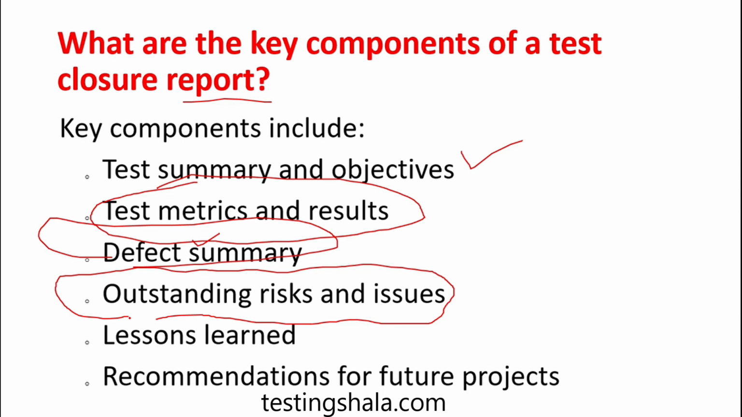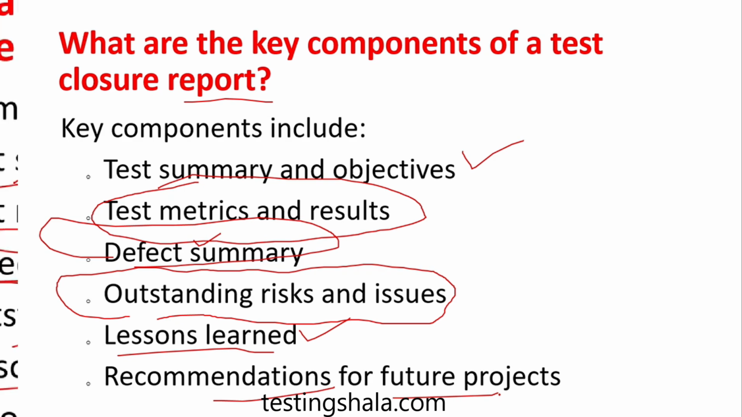So what are the risks or issues we see that are impacting the closing of the testing project? We should also document the lessons learned from the overall testing activity, so that we can take these learnings forward and adopt them in the coming projects. Any recommendations also have to be documented as part of this test closure report, so that whenever we take up the next project, these recommendations will be useful.